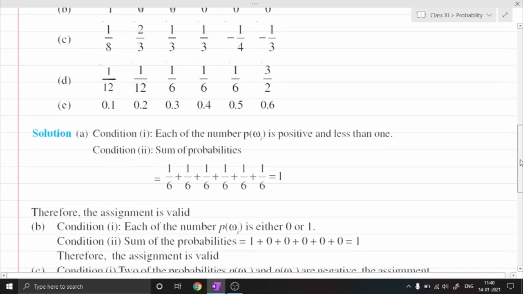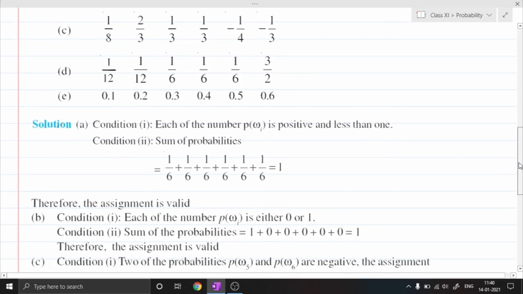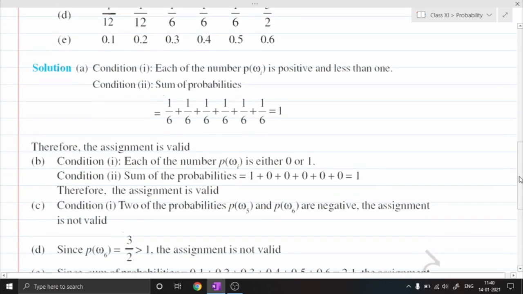Similarly, look at the second assignment. Observe the values are given 1, 0, 0, 0, all other values are given 0. Now see what explanation is given over there. Each of the numbers P of Wi is either 0 or 1. First condition: the values are coming between 0 and 1, including 0 as well as 1. An individual assignment can be equal to 1 because we are adding all the other assignments. If one individual assignment is equal to 1, then the remaining assignments should be 0, then only their sum can be equal to 1.